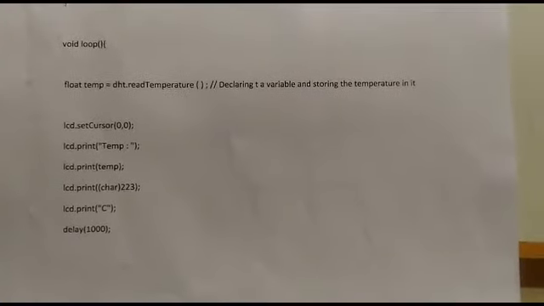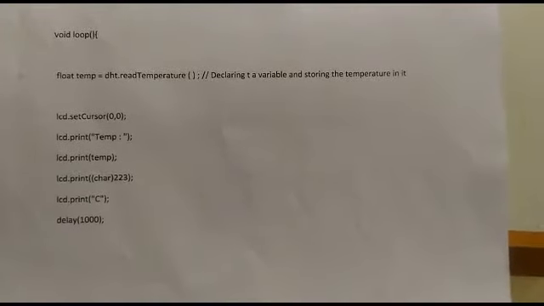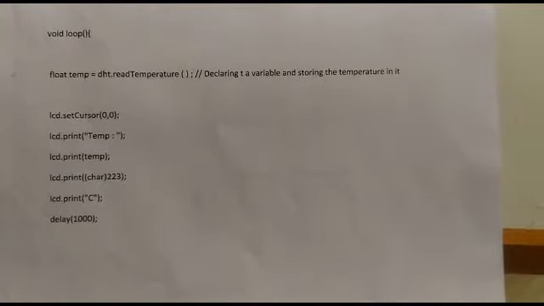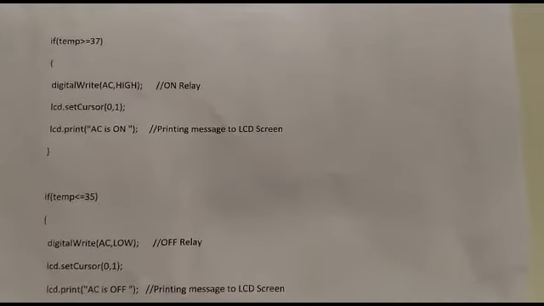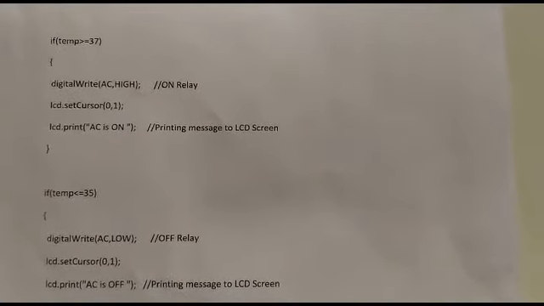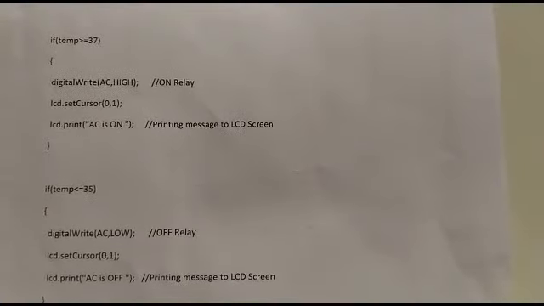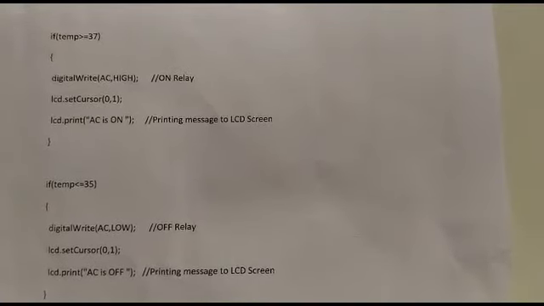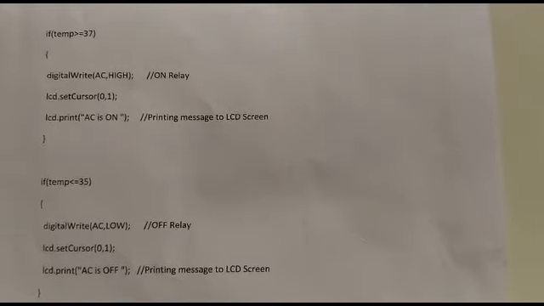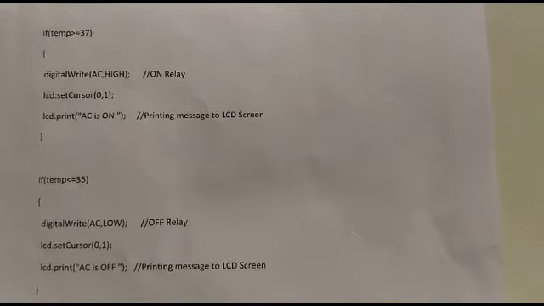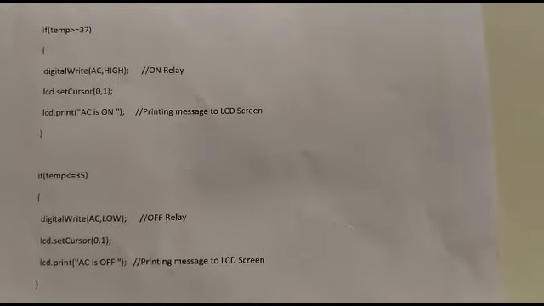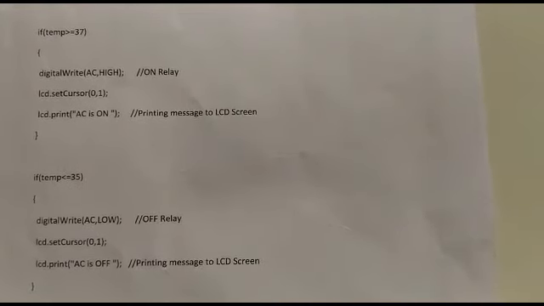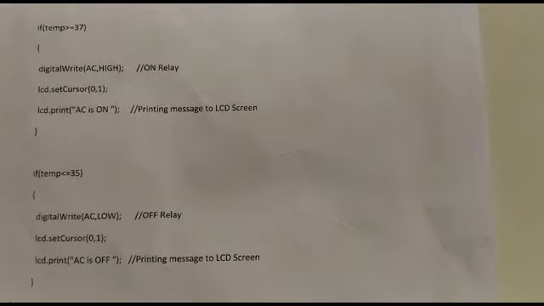In void loop, measure the room temperature in the temperature variable and print the temperature on the LCD screen. Here is the main logic of the program. If the temperature is greater than 37 degrees Celsius, the relay is automatically switched on and the message "AC is on" is printed on the screen. If the temperature is less than 35 degrees Celsius, the relay module is automatically switched off and the message "AC is off" is printed.